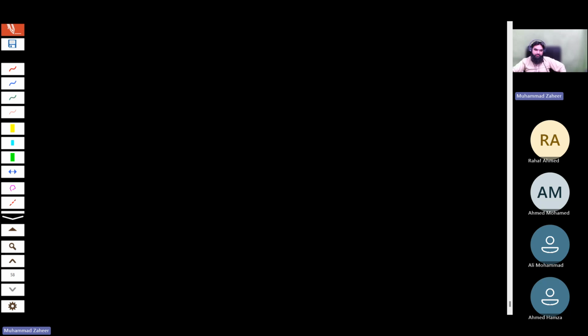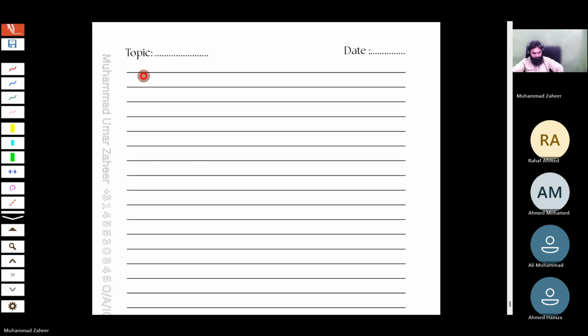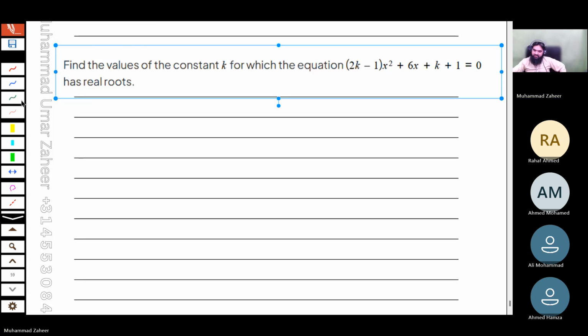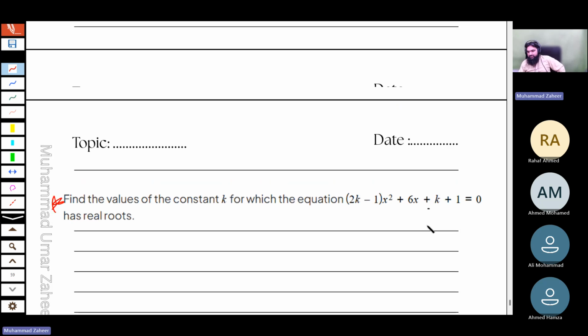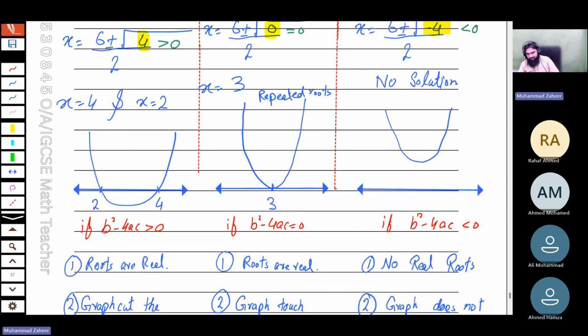Let's go for the next question. Yes, everyone, please do this one. It says that you have to find the values of constant k for which the equation is equal to 0 has real roots. So in which situation are you getting the real roots? You are getting the real roots when the discriminant is greater than 0. You are getting the real roots if the discriminant is equal to 0 as well.